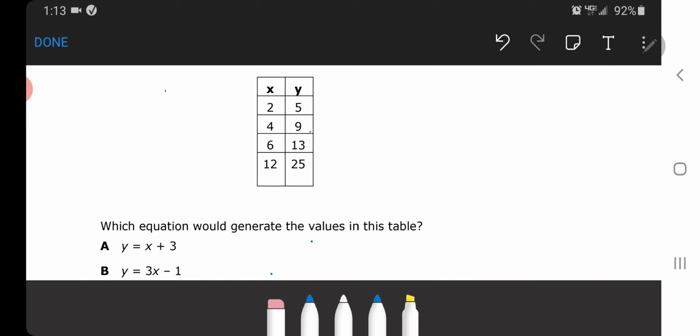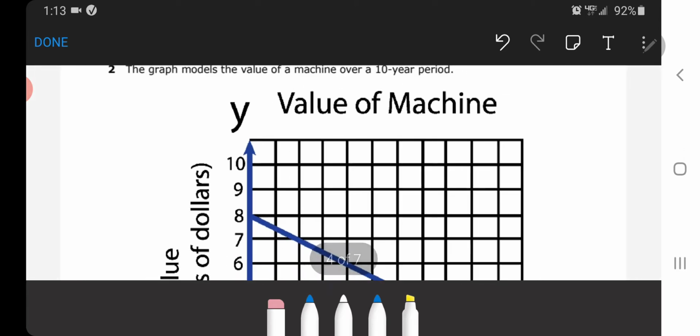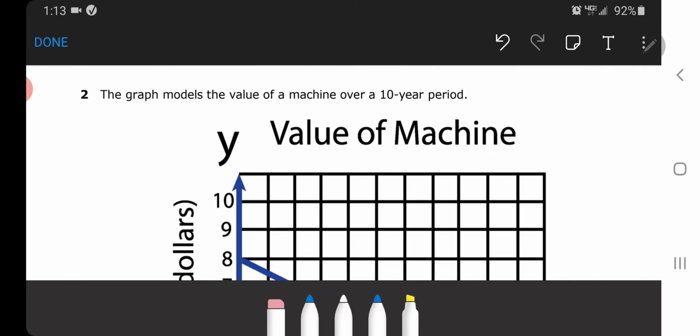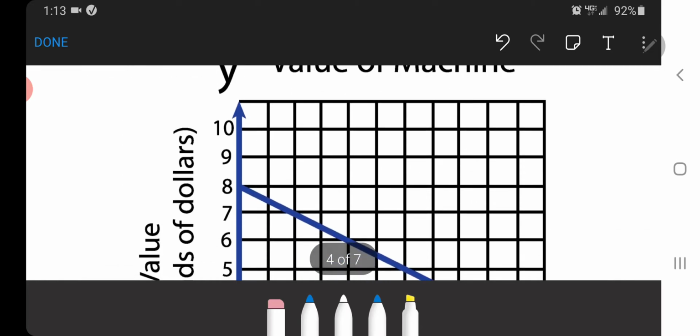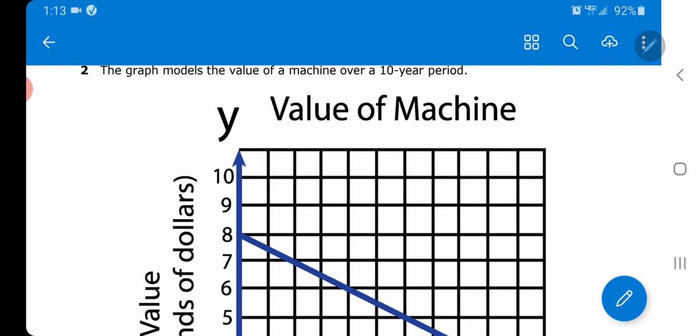Let's see. Okay, moving along. This time we are given a graph. Let's see if I can... Okay, it's giving me a hard time to squeeze it down, but let's look here. Let me try something here. No, not going to do much for me.